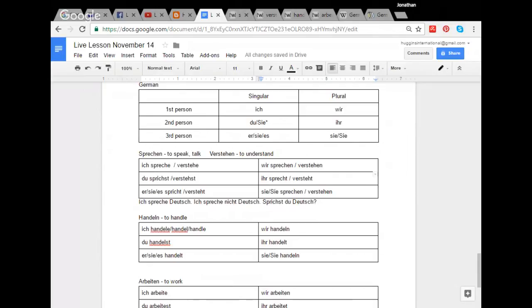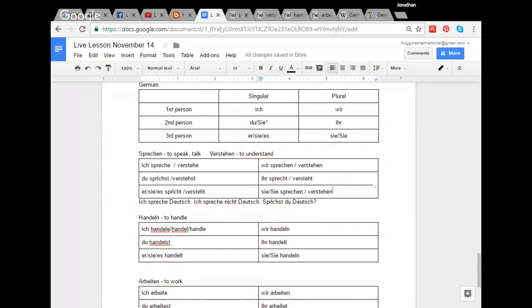And if you look at the wir and the sie form, it is the same. Sprechen is the same as the infinitive and also the same as the third person plural form, sprechen. The same here: verstehen, wir verstehen, sie verstehen. So if you want to be formal, you just use the infinitive and add the Sie form.